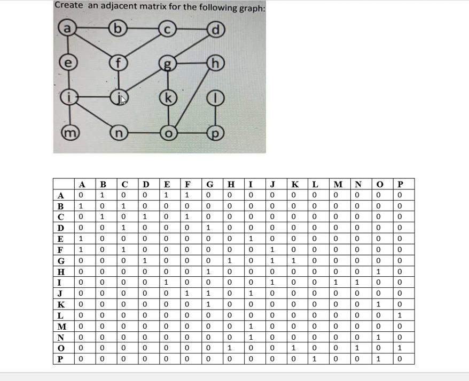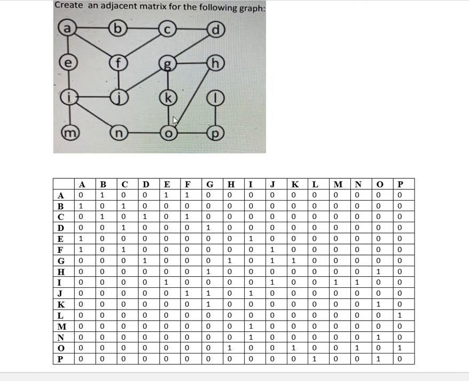I'm sorry, we didn't do J. We stop at J. So J has three: one to I, one to F, and one to G. Look at J across now. One at F, one at G, one at I, everything else is zero.